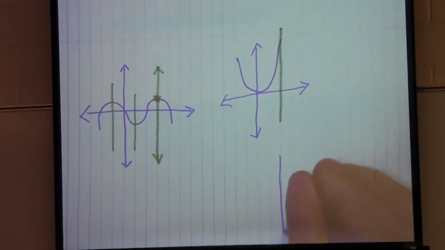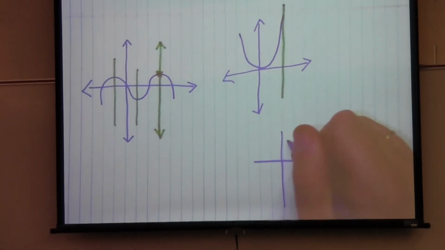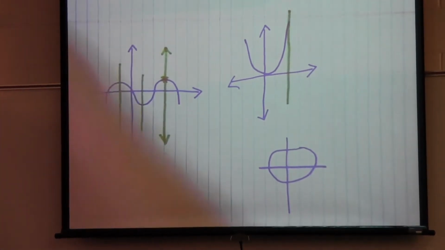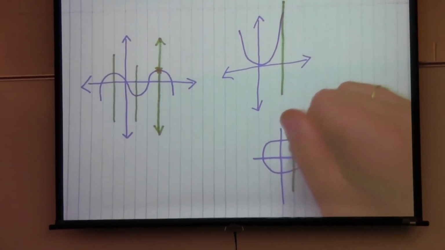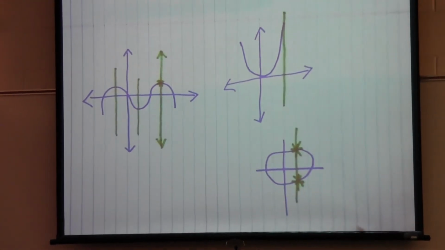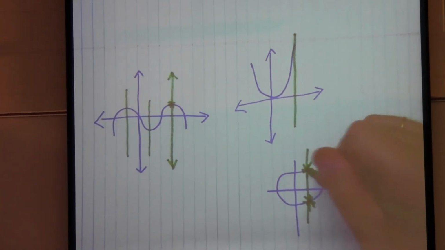What about this one? That one is not a function, because when I draw my vertical line, it crosses here and it crosses here. So the vertical line can only cross one time. For every x, there's only one y.